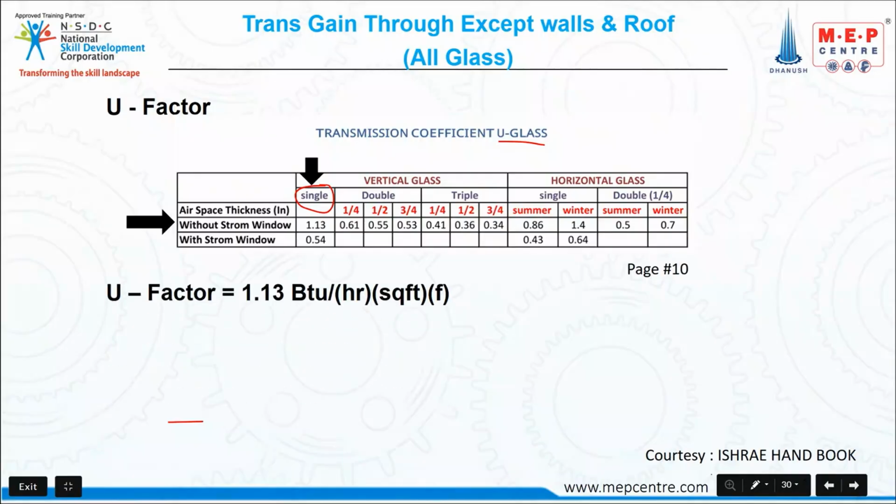Just write here from page number 10. Just to mention, from page number 10, the U factor is 1.13.